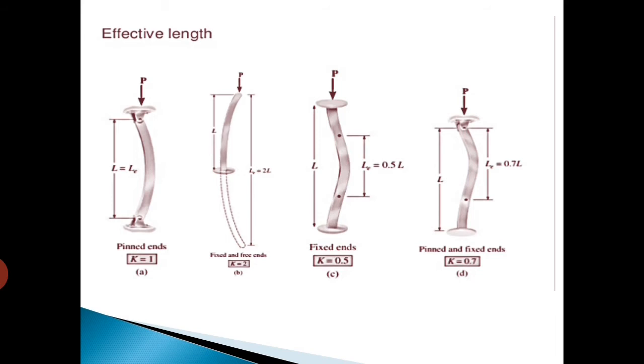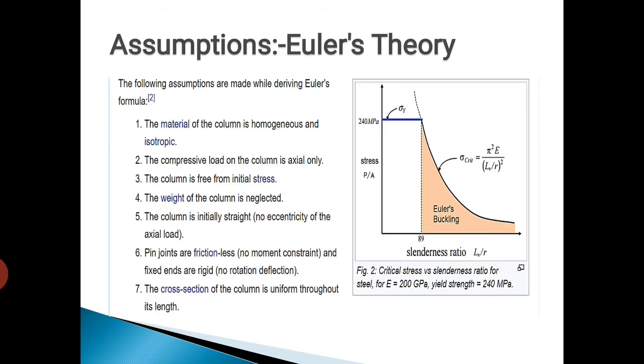See figure B shows one end fixed and other end free, where effective length is equal to 2L and K is equal to 2. See figure C shows both ends are fixed, where effective length is equal to 0.5L and K is equal to 0.5. And figure D shows one end hinged and other end fixed, where effective length is equal to 0.7L and K is equal to 0.7.